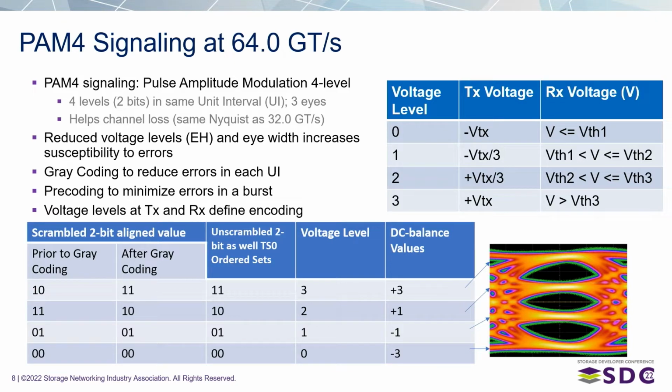And basically, because you are squeezing in 3 eyes rather than 1, you're getting reduced eye height and also reduced eye width, and that increases the susceptibility to errors. In other words, a small amount of voltage perturbation can move you from one level to the other. So as a result, you will end up getting more and more errors, and that's something that you cannot avoid. You just need to figure out how to work in spite of that. We did other things like gray coding to minimize the number of errors. These are well-known techniques. Pre-coding to minimize the number of errors in a burst, and all of those. And we'll talk some more about that.